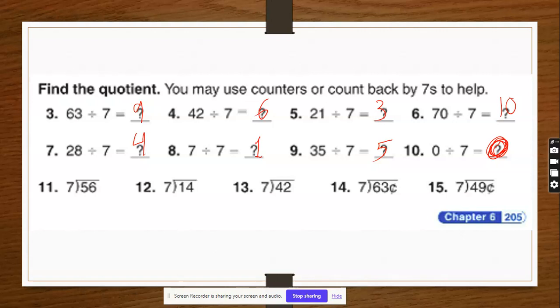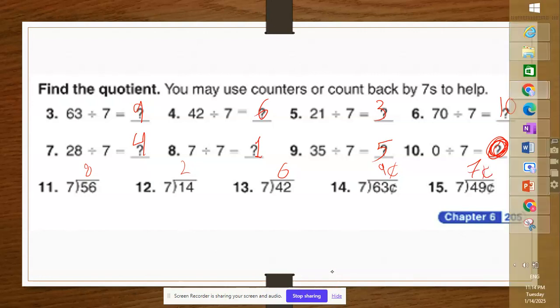Number 11, 56 divided by 7 is what? Look, long division symbol. So the answer will be above it, right? So it is 8. 14 divided by 7. Yes, 2. 42 divided by 7 is 6. 63 cents divided by 7 is 9 cents. Great. And finally, 49 divided by 7. 49 cents, of course, divided by 7 is what? 7 cents. Great job. Okay.